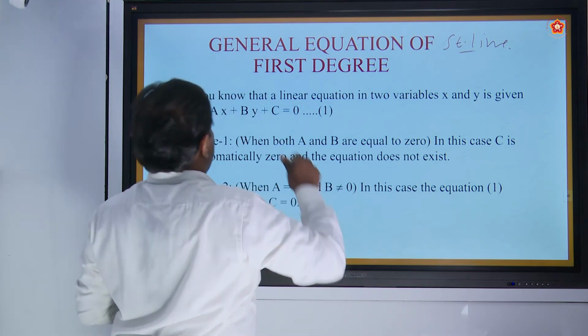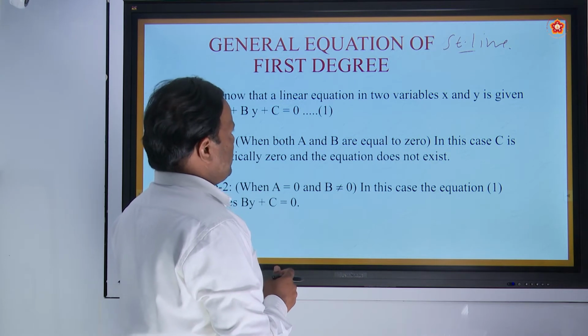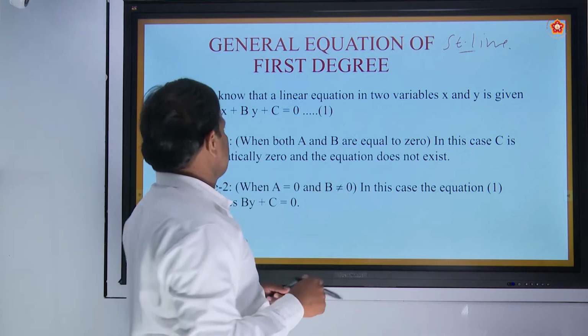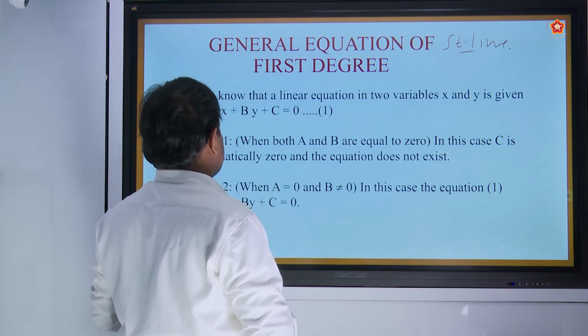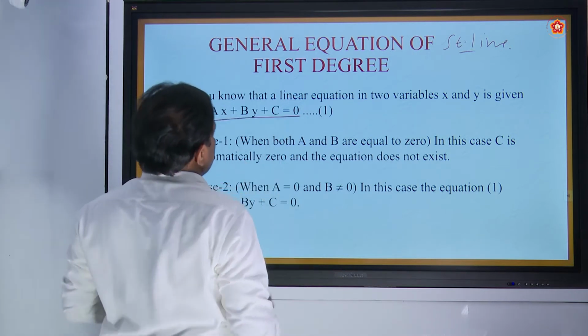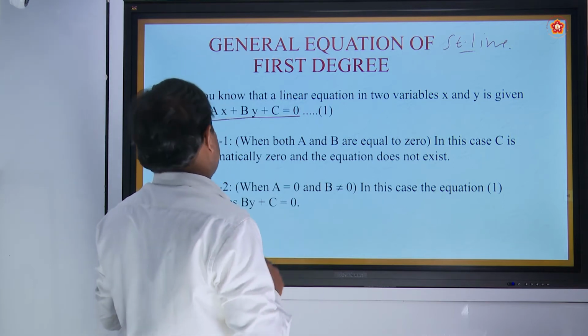We know that the linear equation of two variables x and y, like ax plus by plus c equal to 0, is called equation number 1. This is called the general equation of a straight line of first degree in x and y.